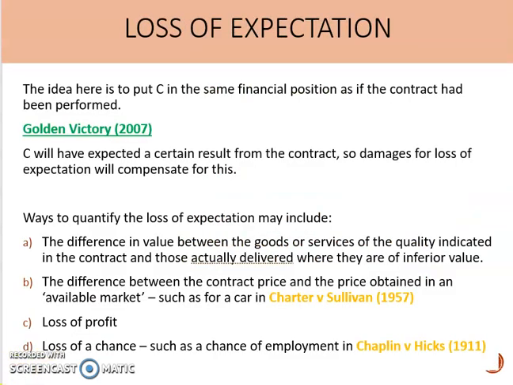Loss of expectation is illustrated in Golden Victory, and it says here in this case that the claimant will have expected a certain result from the contract, so damages for loss of expectation will compensate for this. And you can see here the different ways that the court quantifies the loss of expectation.